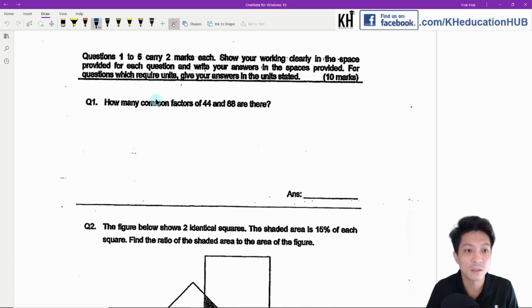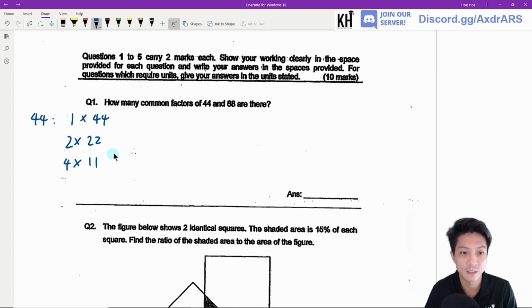Okay, let's get started on question 1. How many common factors of 44 and 88 are there? So for this question, first I'm gonna list down the factors of 44. 44 is 1 times 44, 2 times 22, and 4 times 11. So I don't think there's any other factors.